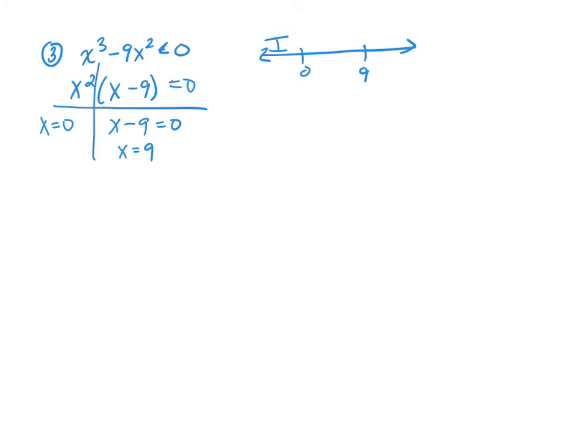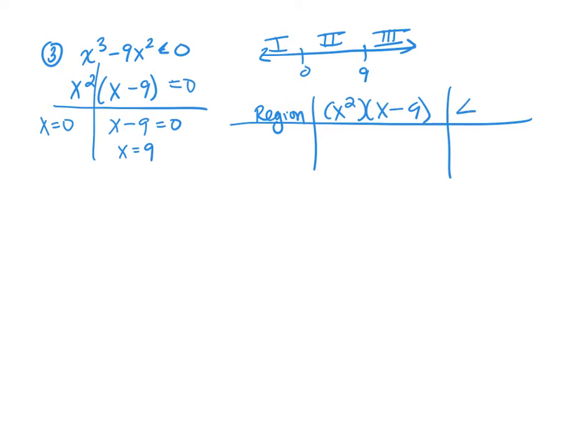So we have, again, just 3 regions. We write our regions out. We write our factored form. And we want the answer to be less than 0. It's less than 0, so it's not going to include the points, whichever direction they go. Okay, so let's pick something in region 1, and I'm going to pick negative 1. So I have negative 1 squared, negative 1 minus 9. That'll be a negative 10, and that works.